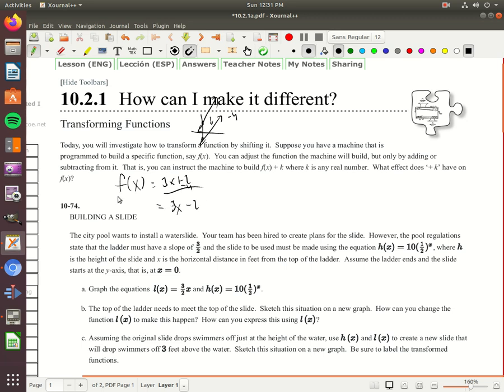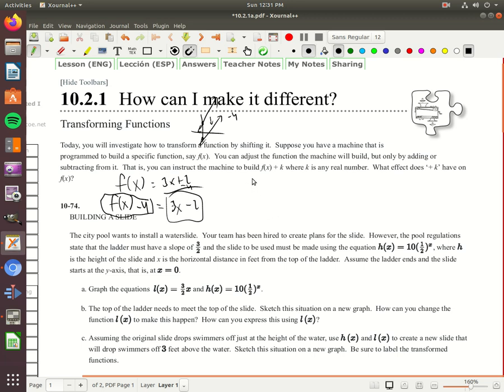Or what we could do is rewrite it like this, where we have the f of x, that's the original equation, and we're just subtracting 4 from that. So this would be a completely acceptable way to write it, as would this. So that's kind of the lesson here.